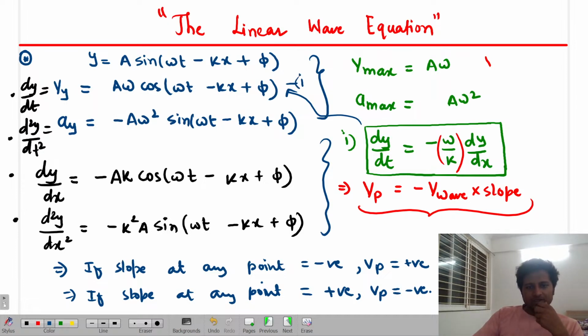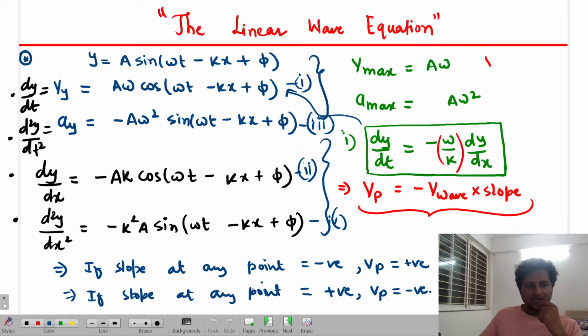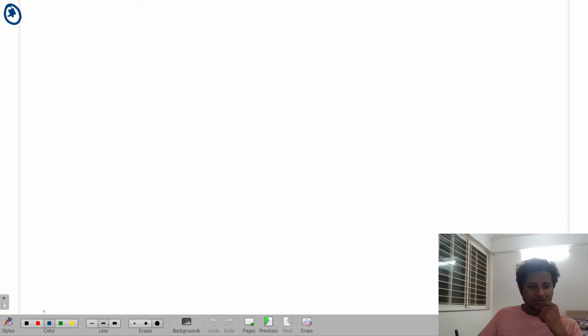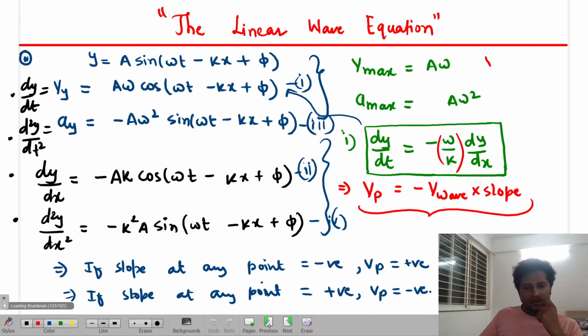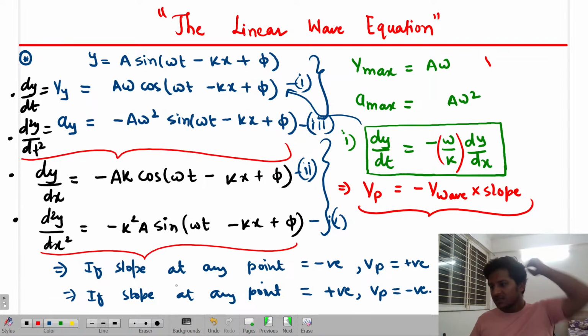Just equate this first equation and second equation. Now let us equate this third equation and this fourth equation. Once again you will get some relations. I'll write that equation first of all. The third equation is d2y by dt square, and d2y by dx square is this one, isn't it?